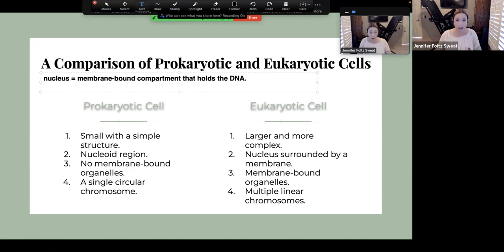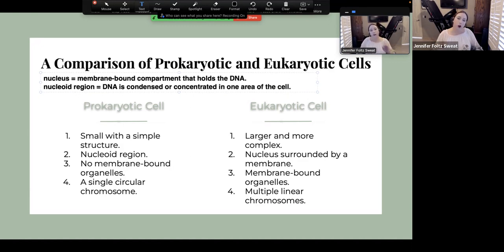Prokaryotes, bacteria and archaea, do not have a nucleus. They do not have a membrane enclosed compartment for DNA. They have what we call a nucleoid region. What that means is the DNA is condensed or concentrated in one area of the cell. There is no compartment around a nucleoid region.